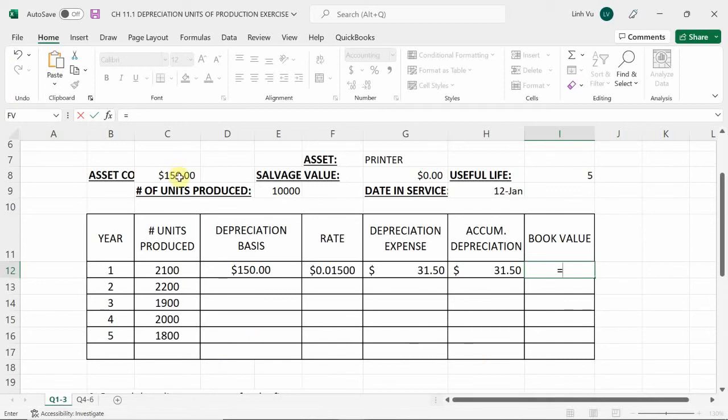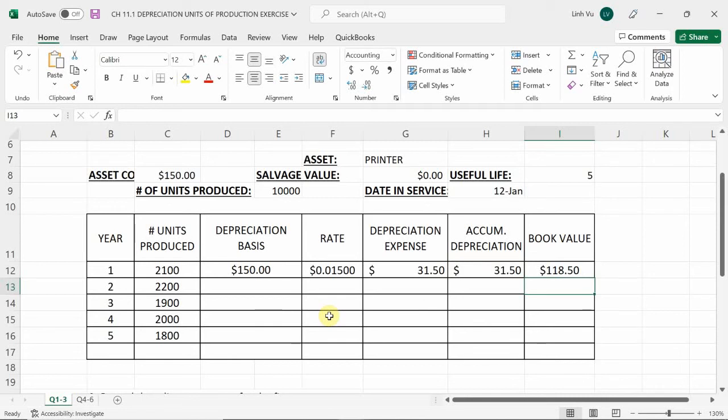$118.50. Good. So you're going to take your asset cost of 150, minus $31.50, which will give you 118.50. So that's correct. Okay, good.